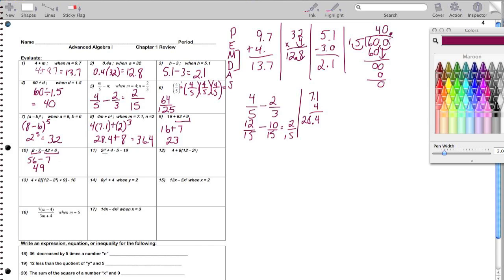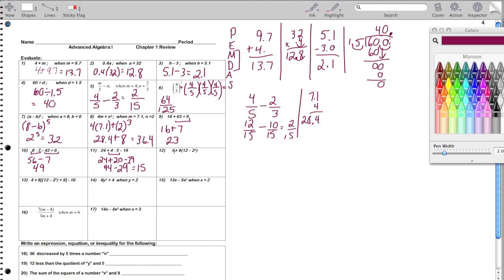Number 11, 24 plus 4 times 5 minus 19. Okay, so in this case, what I want to do is first do my multiplying. So the 4 times 5, which is 20. So please show me your work, write out the steps, so that I know the processes that you're following. Now we have addition and subtraction left. We're going to go from left to right. 24 plus 20 is 44. Minus 29, and then 44 minus 29 is going to be 15.